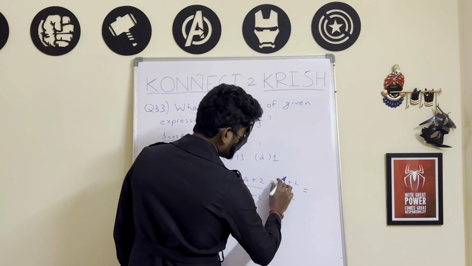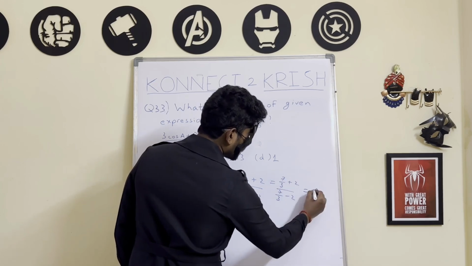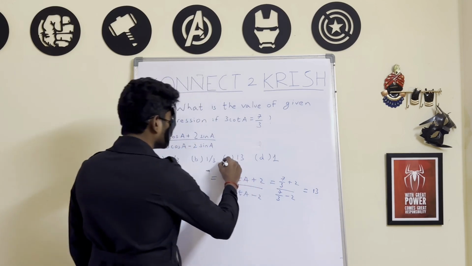13. 7 plus 6 is 13. 7 minus 6 is 1. So 13 by 1, which is equal to 13. So option C is right.